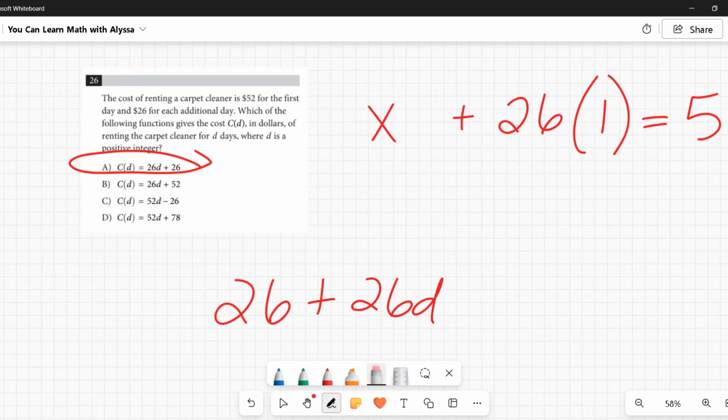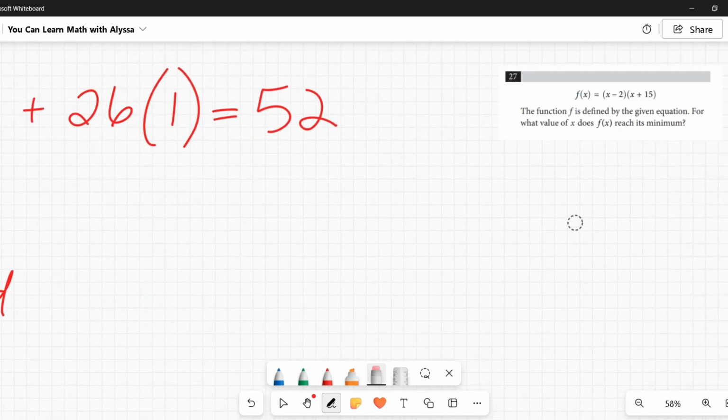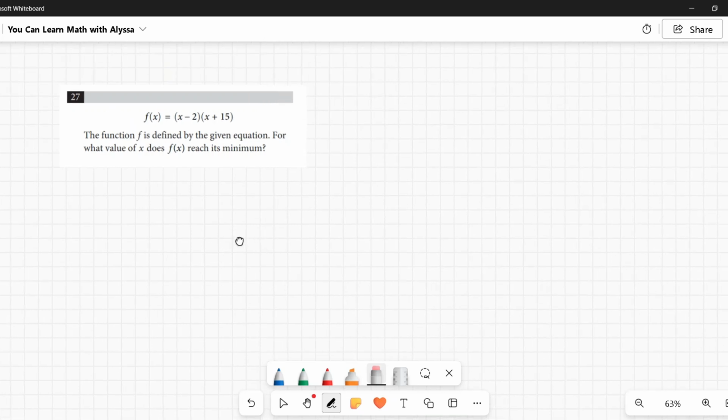Unlikely if it's a number 26. Possible, but not as common. Usually there's a twist, and that's what the twist was in this case. All right, last one. Number 27, f of x equals x minus 2 times x plus 15. The function f is defined by the given equation. For what value of x does f of x reach its minimum?